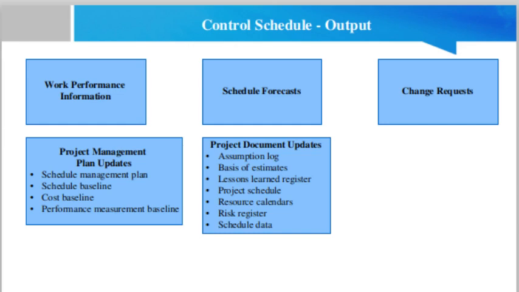Project management plan updates. Any change to the project management plan goes through the organization's change control process via change request. Schedule management plan. The schedule management plan may be updated to reflect a change in the way the schedule is managed. Then, schedule baseline.